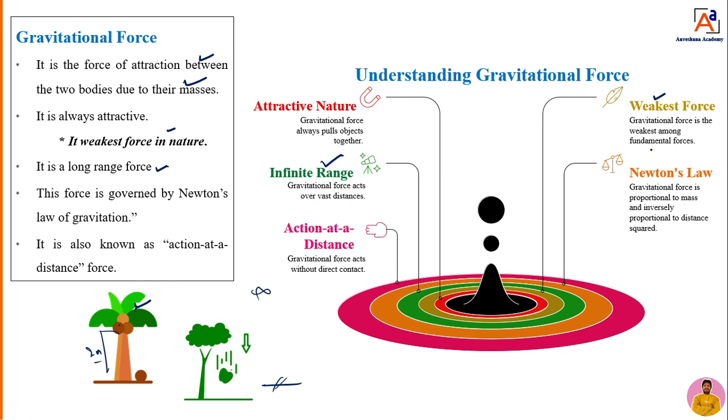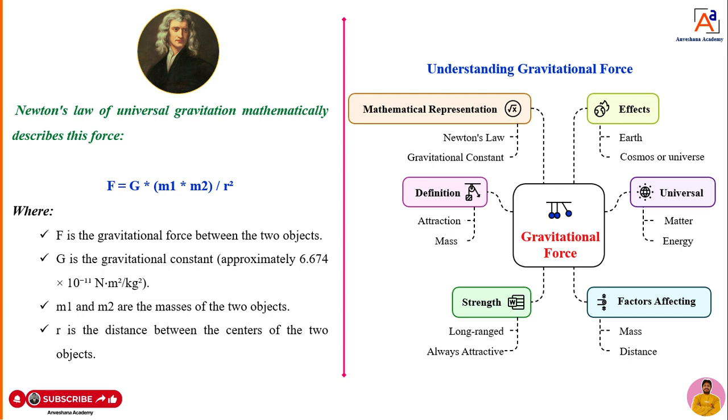This force was first discovered by a great scientist, Sir Isaac Newton, and he has given an equation. With the help of that equation we can calculate the gravitational force. What is that equation? F is equal to G into M1 into M2 divided by R square.